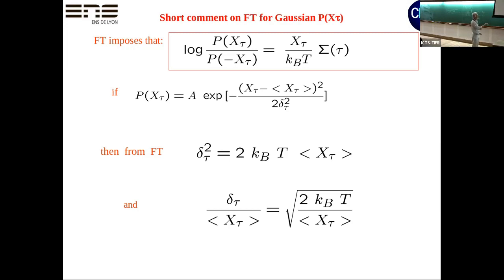You see that the ratio of these fluctuations is actually going down as the square root of the mean. So everything is okay, because if I go to the microscopic world, these fluctuations become very, very small. This can be undetectable, especially because they are multiplied by 2 kBT.